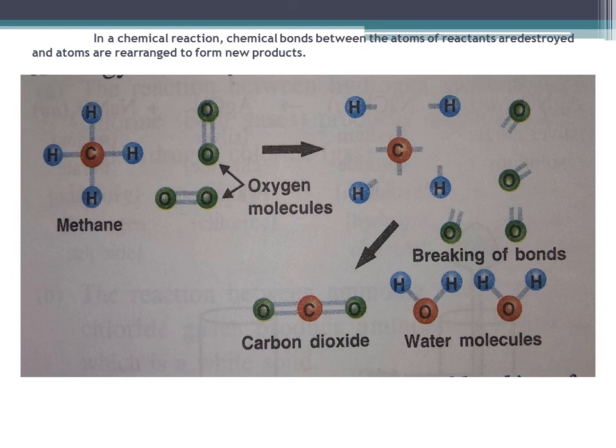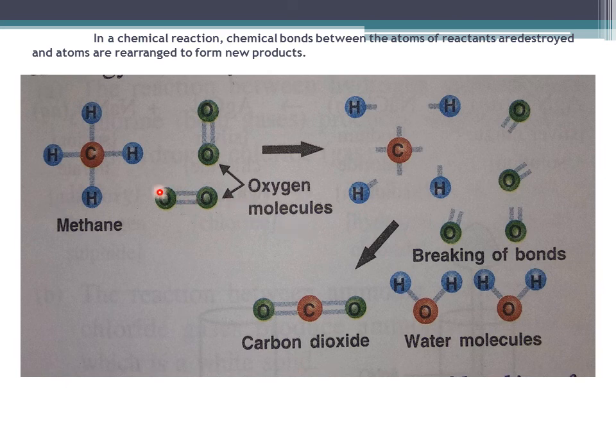A chemical reaction involves breaking of chemical bonds between the atoms or groups of atoms of reacting substances and rearrangement of atoms making new bonds to form new substances with absorption or release of energy, normally in the form of heat and light. A diagrammatic representation of breaking of bonds and formation of new bonds can be seen here.